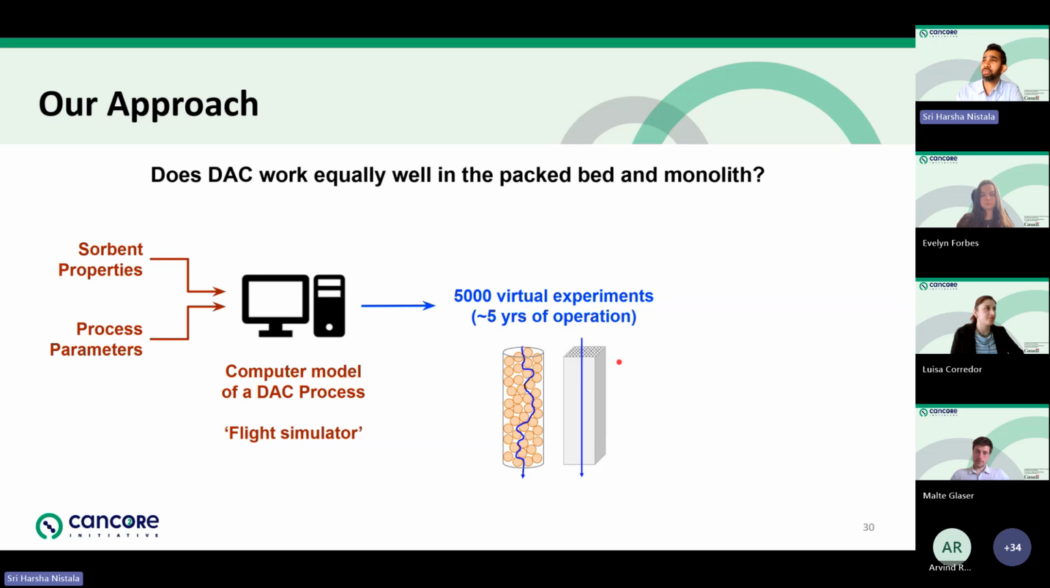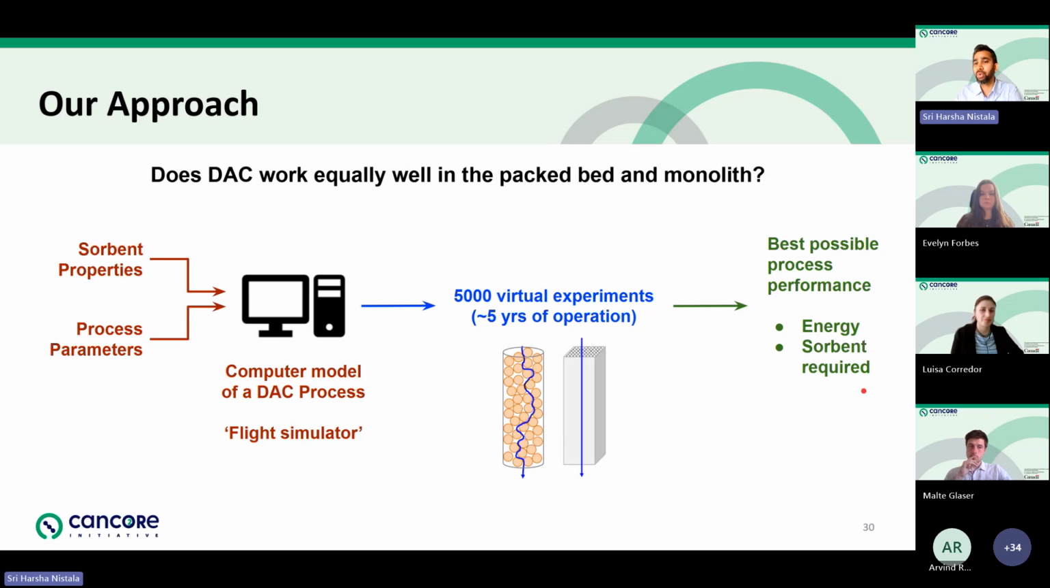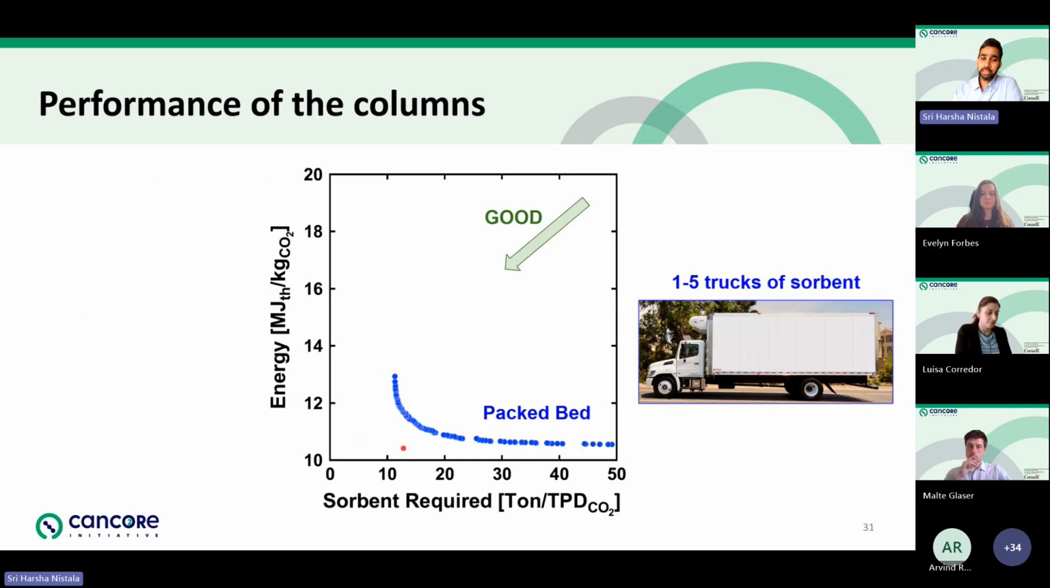And running all these virtual experiments can then tell us what is the best possible process performance, and what is the minimum amount of energy required to get that, and what is the least amount of sorbent required to achieve that best performance. So let's look at some of the results from this study. So the results are shown in the form of an XY plot, where the x-axis tells us the sorbent required to produce 1 ton per day of carbon dioxide from air. The amount is given in tons of sorbent. And the y-axis shows the amount of energy required to actually make that DAC process work.